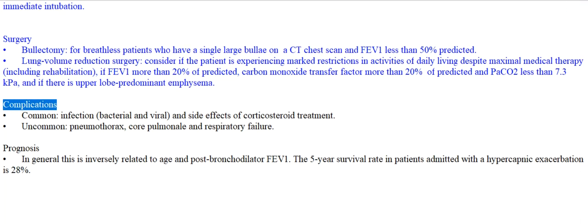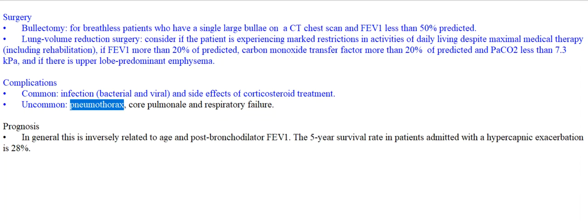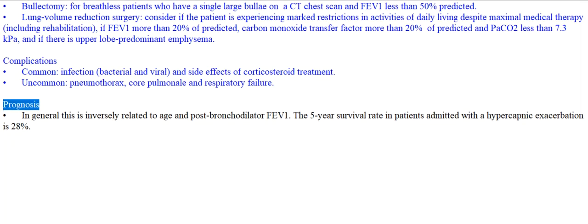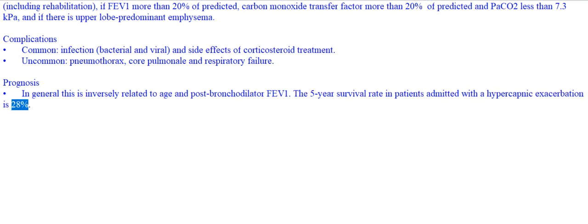Complications. Common: infection, bacterial and viral, and side effects of corticosteroid treatment. Uncommon: pneumothorax, cor pulmonale, and respiratory failure. Prognosis. In general, this is inversely related to age and post-bronchodilator FEV1. The 5-year survival rate in patients admitted with a hypercapnic exacerbation is 28%.